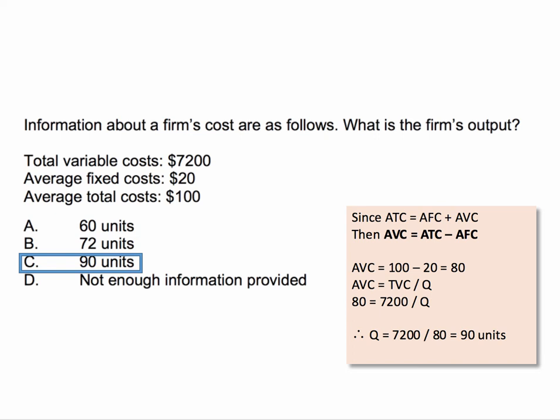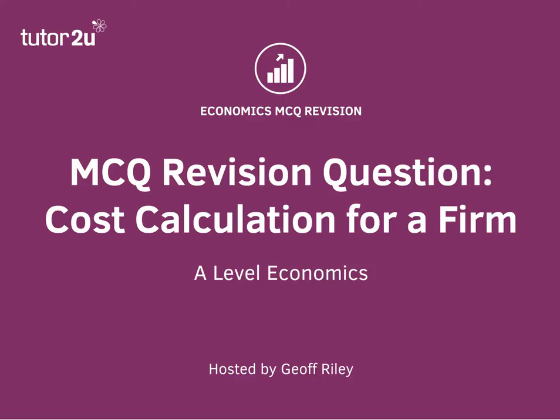Average variable cost is simply total variable cost divided by output. So we know that 80 will be 7,200 divided by whatever the output is. Rearranging, output is 7,200 divided by 80, which gives us an output level of 90. So the correct answer to this question is C.